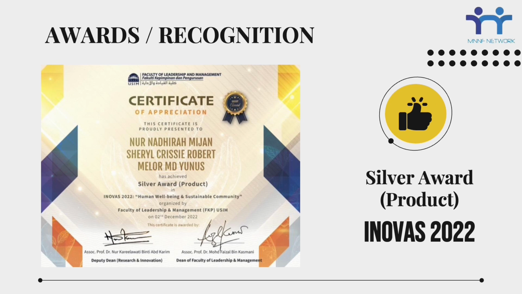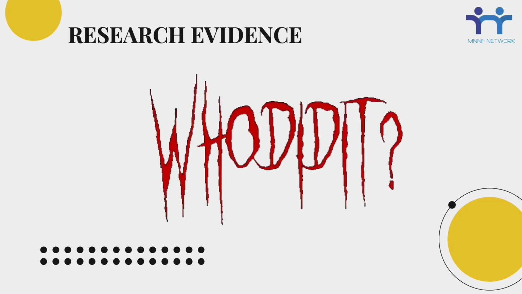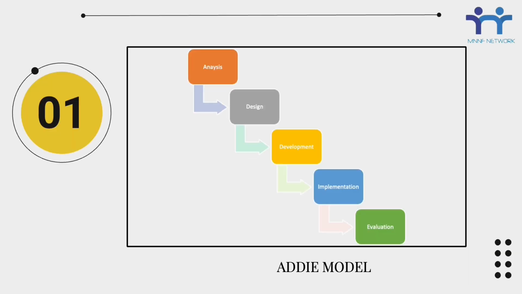Our team joined Innovas 2022, one of the innovation competitions, back in December. We received the Silver Award for the product category. Now, let's look at the research evidence. WHODIDIT was developed using the ADDIE model, which was proven to be useful in developing games.